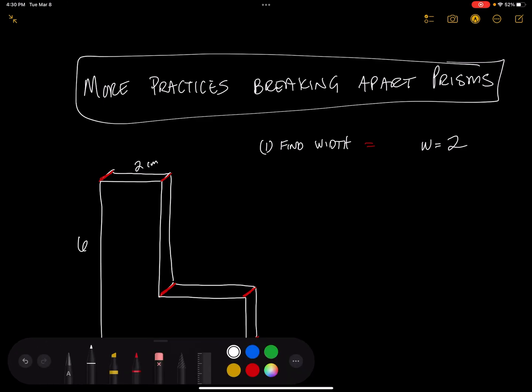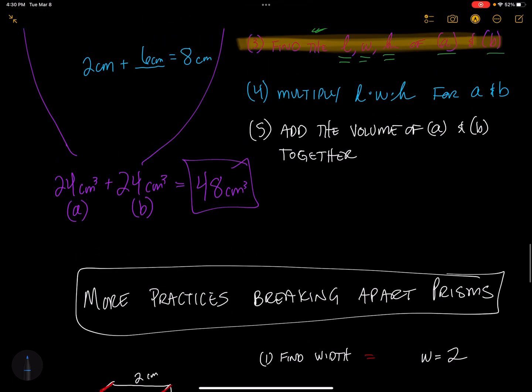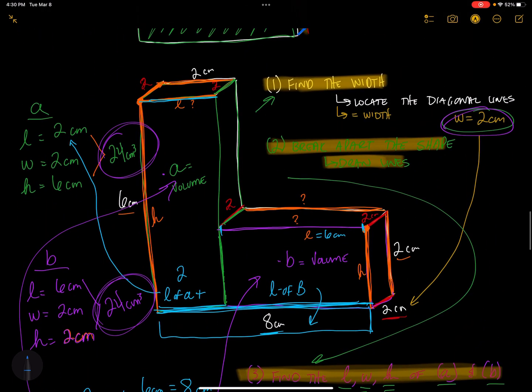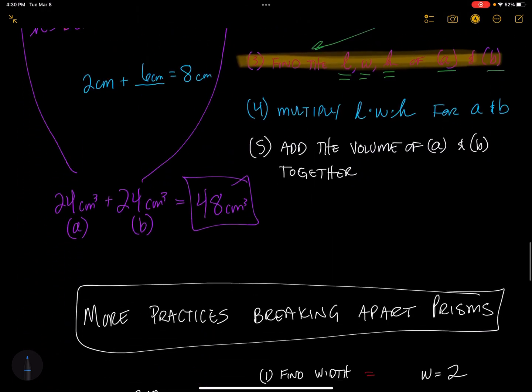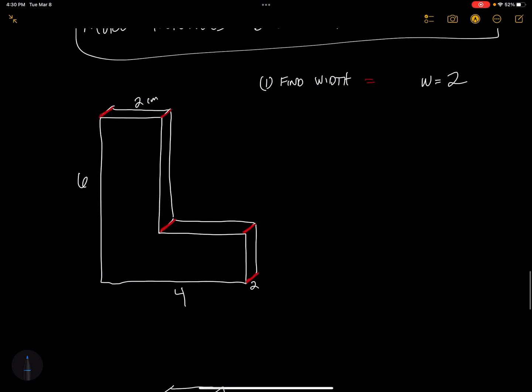All right, step 2, we need to break this thing apart, right? Step 2, if we go all the way up, break apart the shape and draw the lines. So let's break it apart. I always just like to go straight down. I just get used to doing the same thing, okay? We go straight down, we break it apart.